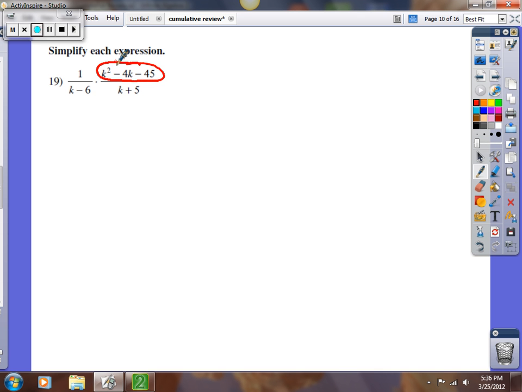k squared minus 4k minus 45. Right now I can't cancel anything. But if I were to rewrite this as a multiplication problem, if I were to factor it, I wonder what that would look like. So I'm going to rewrite the left expression, 1 divided by k minus 6. Okay, on the right, I'm trying to see if I can express it some other way.